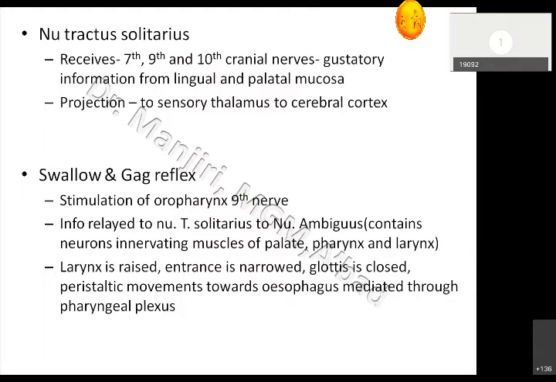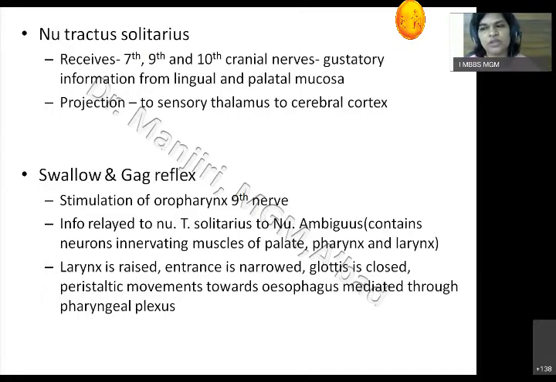So nucleus tractus solitarius, as you remember in the facial nerve, I told you that chorda tympani carries the taste sensation from the anterior two-thirds of the tongue. It carries this sensation towards a nucleus called the nucleus tractus solitarius. It receives not only from chorda tympani, it also receives from the ninth nerve, which is the glossopharyngeal nerve, and the 10th nerve, which is the vagal cranial nerve. So it receives gustatory information from lingual and palatal mucosa. The ninth nerve supplies the soft palate, so taste sensation comes from the ninth nerve and the 10th nerve also.